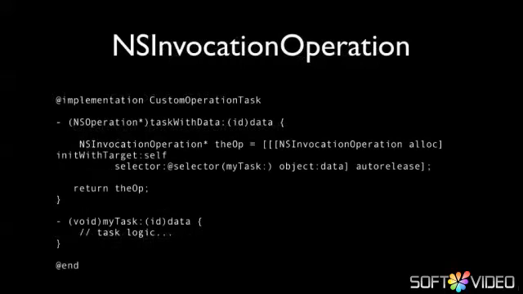So let's take a look at how you define an NSInvocationOperation. Here we have a custom task. We have a myTask selector, which is performing our application logic, our task logic in this case. And we can simply say, within our taskWithData method, create a new NSInvocationOperation called theOp, associate it with a selector, myTask, passing through data that's passed into the particular function here.